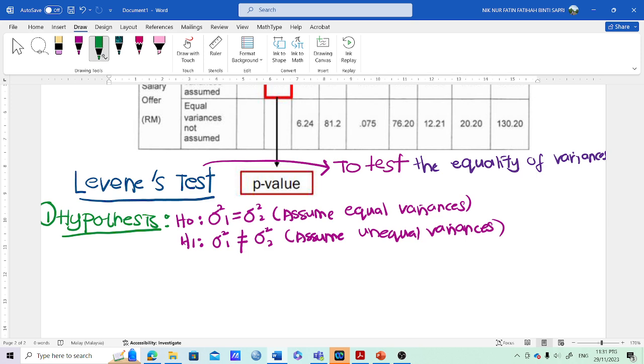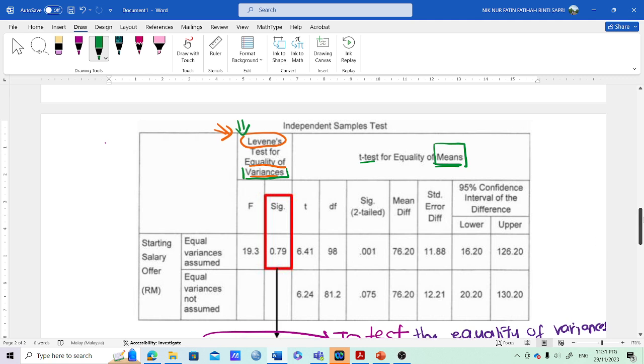After the hypothesis, step number 2, you write the p-value. Remember, you do not need to calculate the p-value because it is given in the output. For example, look at this table. This is the p-value. SIG is not sigma, okay? SIG stands for significance value, and this is your p-value.